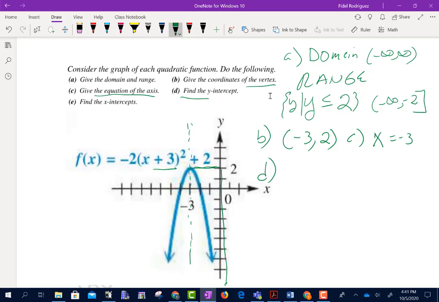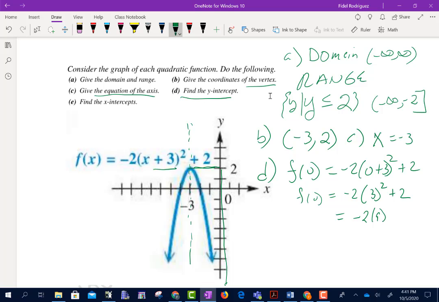Part D is next. We're going to find the y-intercept. Remember, to find the y-intercept, I'm looking for the point f of 0. So I'm going to put negative 2 times (0 plus 3) squared, plus 2. So this is negative 2 times 3 squared, plus 2. Let's see, 3 squared is 9, so negative 2 times 9 plus 2. That's negative 18 plus 2, negative 16. So part D, it's the point (0, -16).